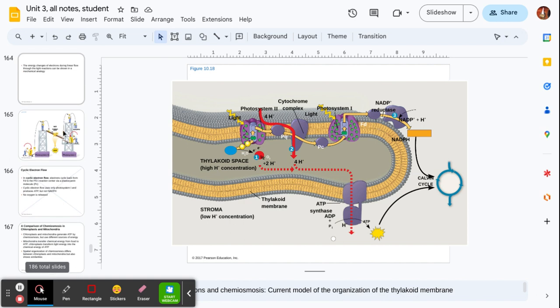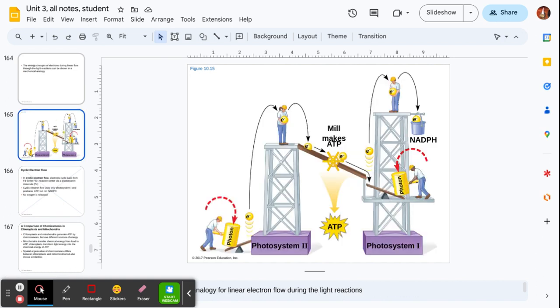Here's an analogy, maybe it will help you with some of this. We got a little worker bee here down at the base. That is like a photon of light. The guy's hitting it. And as he hits that teeter-totter, that electron gets boosted to a higher energy level.